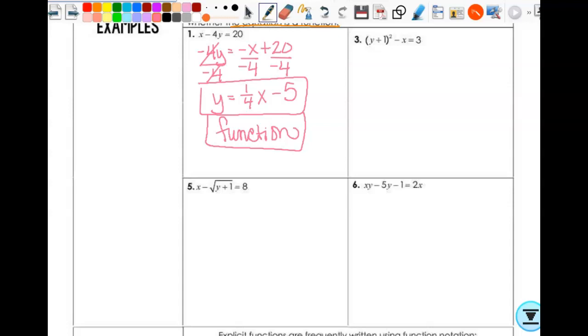All right, so let's look at number 3. To get y by itself, we're going to add x to both sides. So I'm going to have y plus 1 squared equals x plus 3. Can I subtract 1 from both sides at this point? No, I cannot. I have to take care of that square. What's the opposite of squaring something? Square root. Okay, so I'm going to take the square root of both sides. When I do that, that's going to leave me with y plus 1 equals the square root of x plus 3. What am I missing?